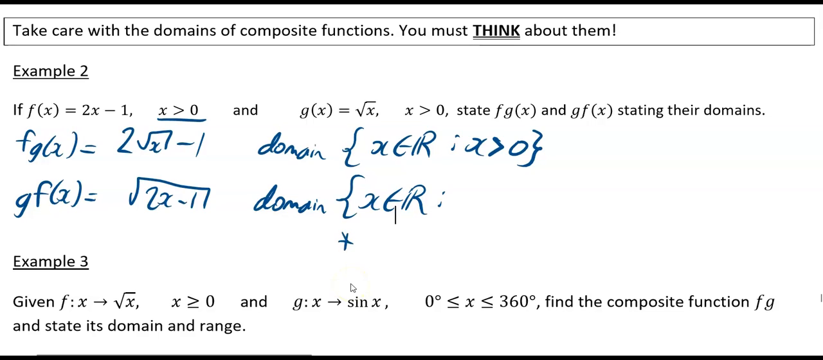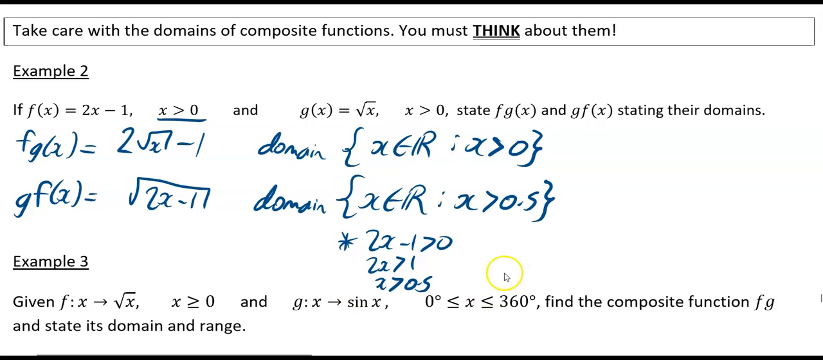So that means we'll do a wee bit of working out here. We're going to say 2x minus 1 is greater than 0, which means 2x is greater than 1, which means x is greater than 0.5. So the added restriction is x is greater than 0.5.